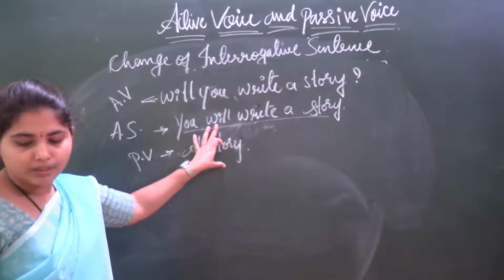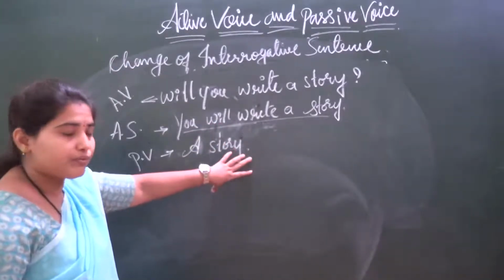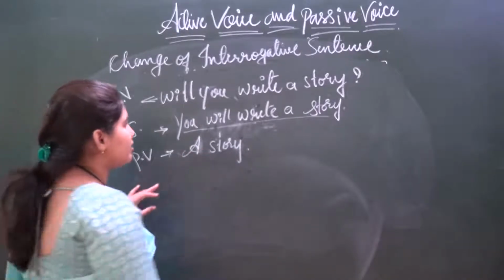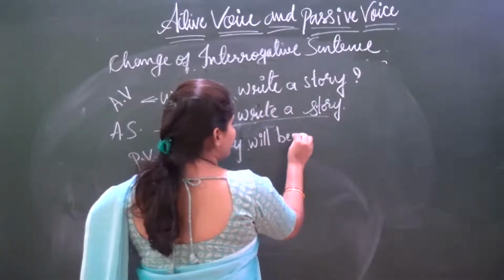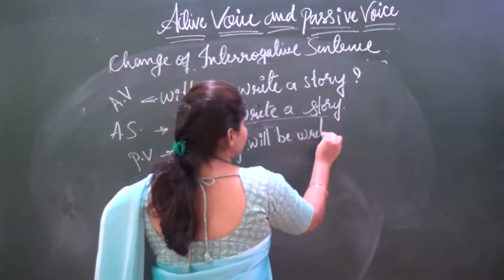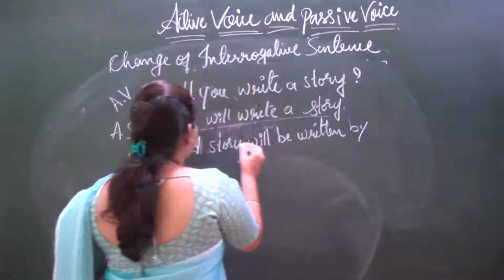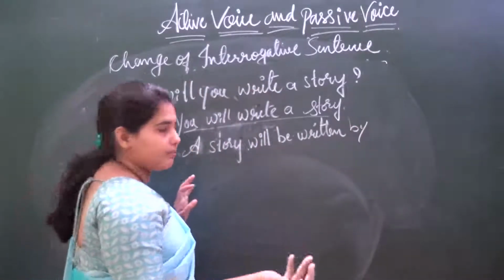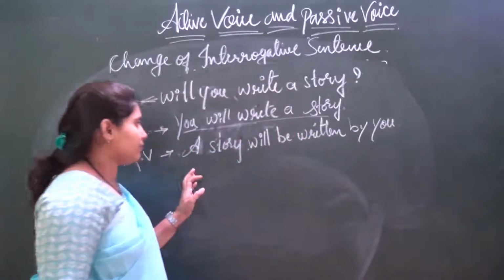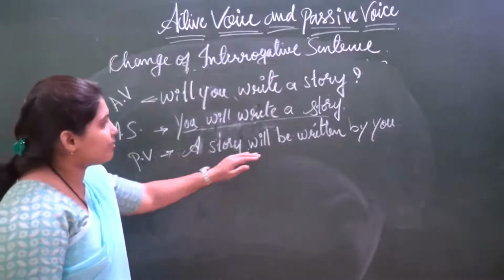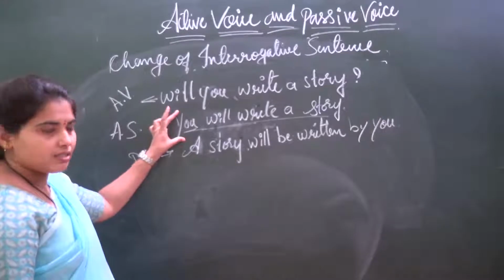So, in simple future, what are the rules you have to follow? Here it is: a story will be written by you. You always remain the same. So you got it. A story will be written by you. This is the passive form of this sentence.